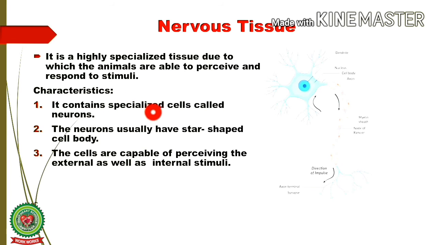It contains specialized cells called neurons. Here you can see it is neuron. The neurons usually have star-shaped cell body or cyton or perikaryon. The cells are capable of perceiving the external as well as internal stimuli. The neurons are capable of transmitting and conducting nerve impulses from one part of the body to other. As we have discussed, the unit of nervous tissue is called nerve cell. This is nerve cell. It has star-shaped cell body known as cyton.